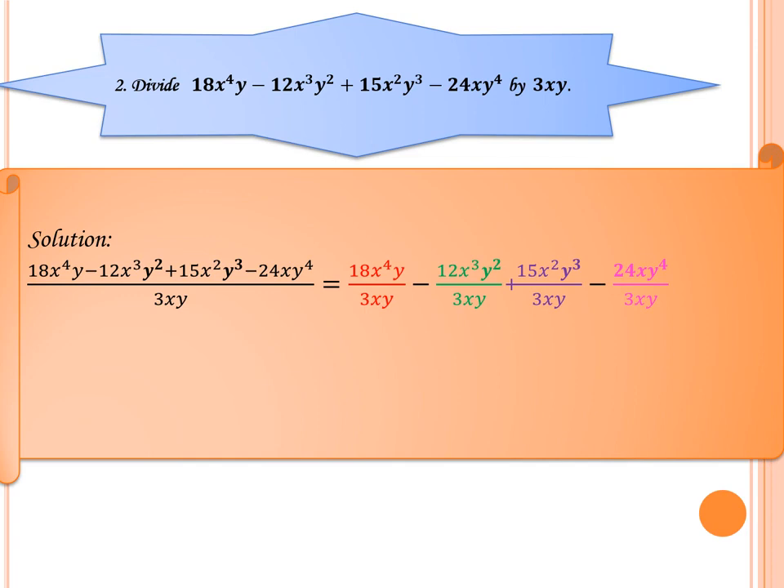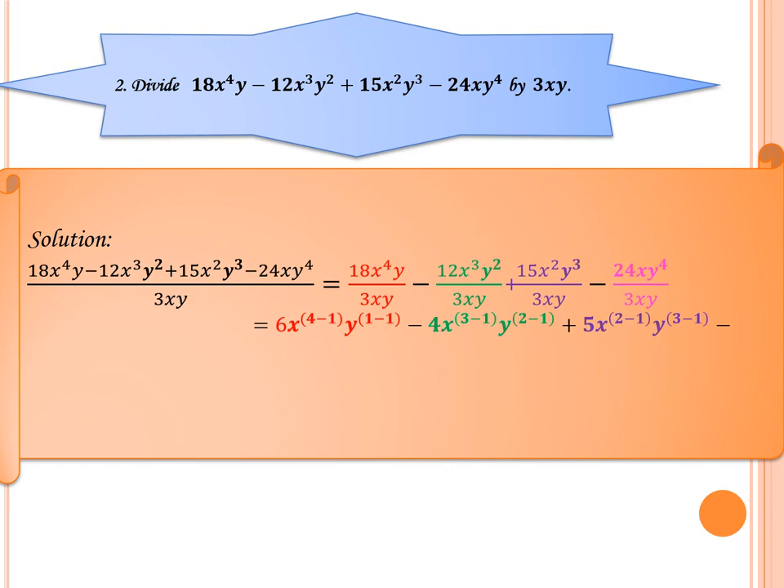So that's why we will have 18x to the power of 4y divided by 3xy minus 12x cubed y squared divided by 3xy plus 15x squared y cubed divided by 3xy minus 24xy to the power of 4 divided by 3xy. For the next step, we are going to apply the laws of exponents.